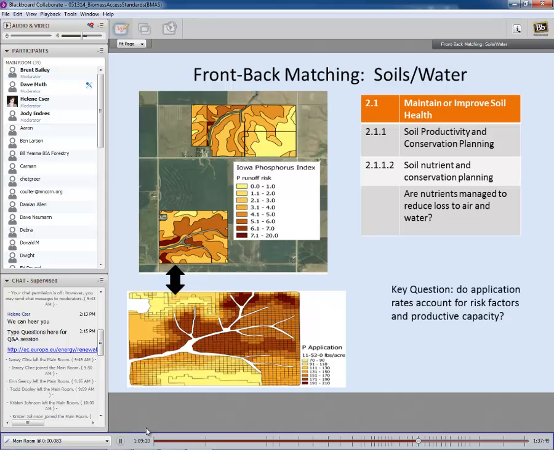And then as we move through a little bit further, we get to some of the nutrient management pieces. In this particular question, it's, are nutrients managed to reduce loss to air and water? In Iowa, NRCS has created something called the Iowa Phosphorus Index. It's a tool that is used within a number of different workflows, ranging from conservation planning all the way through to manure management planning in the state of Iowa, to identify a key risk factor around phosphorus movement into watersheds. And it's index-based, so basically you're getting a risk factor out.